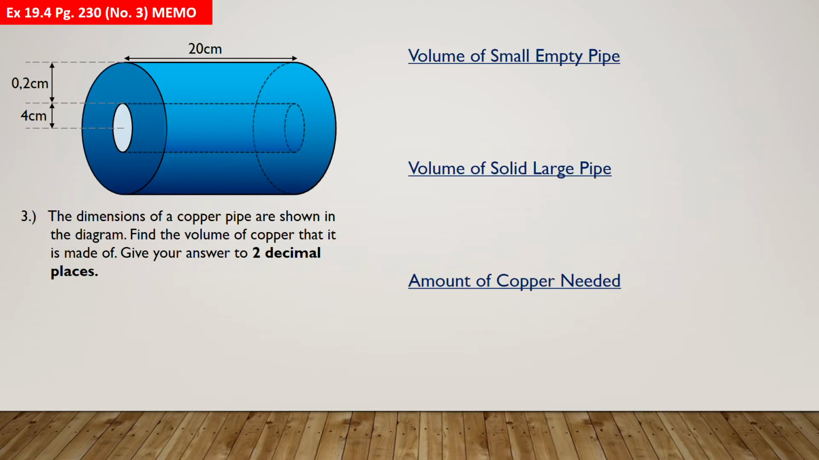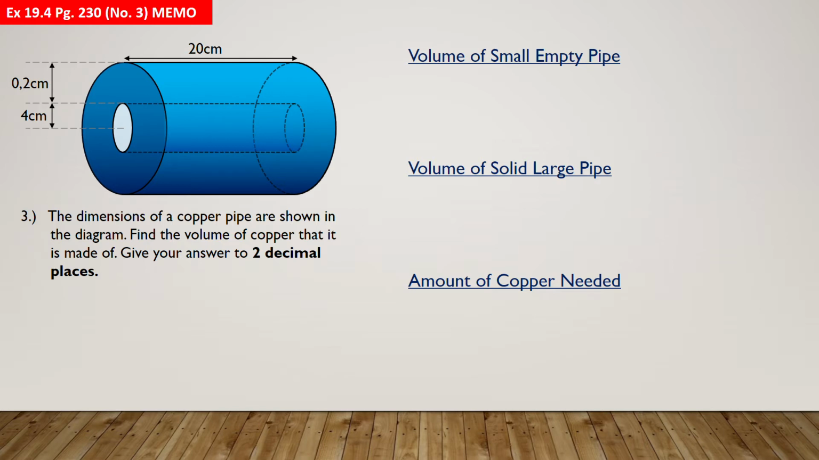So this was one of those challenging questions. It says the dimensions of a copper pipe are shown in the diagram. Find the volume of copper that it's made of and give your answers to 2 decimal places. The important thing to know here is that that middle section is empty.